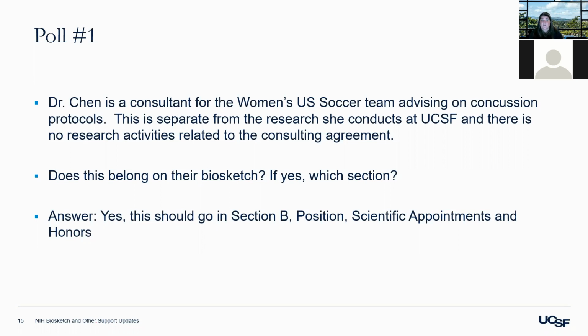Now, if the faculty member wants to discuss that consulting position in their personal statement because they feel it's relevant to the current project they're applying for and would speak to their expertise, they could theoretically talk about it in section A. But because there's no actual research support, it shouldn't go in the ongoing completed research support section of A. And then as for C, the contributions to science, that's more where you're putting projects that you've published and have contributions.